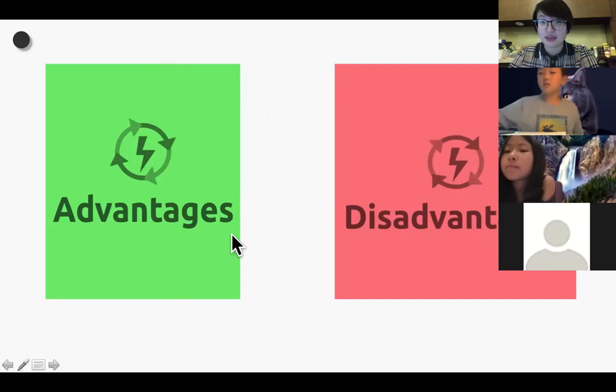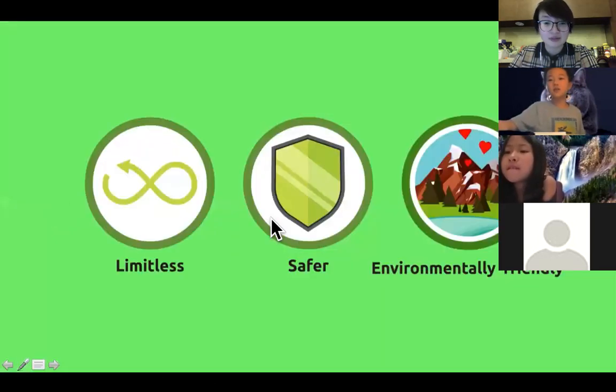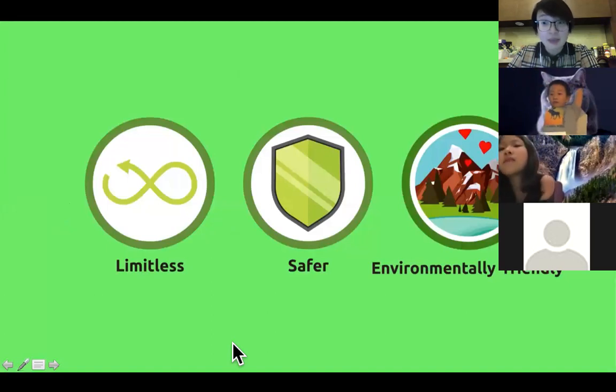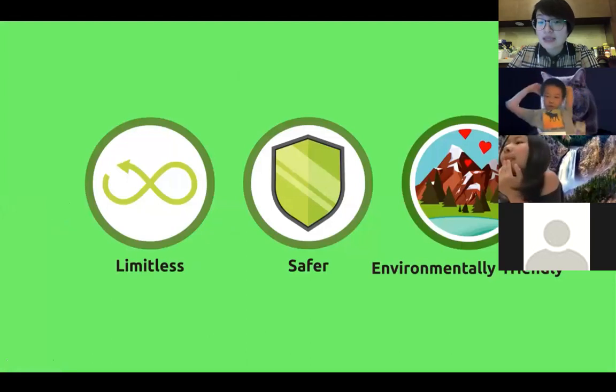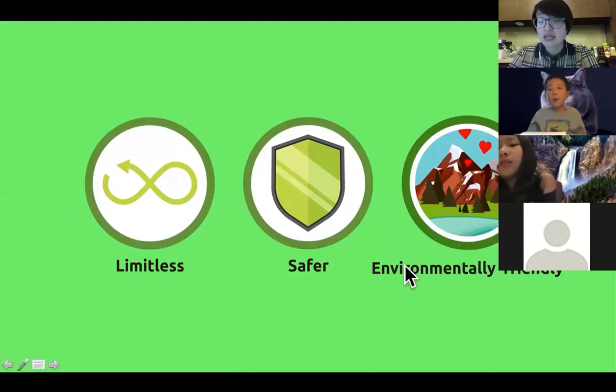Infinity, okay. Let's see. Infinity is like this. First of all, it's limitless. Like Emma said, it's always there. It never runs out. And secondly, it's definitely safer. Okay. Have you ever heard the word nuclear? Nuclear, like a nuclear weapon, means something that can nuke the world. Oh yeah. Okay. And it generates a lot of energy, but is it safe?